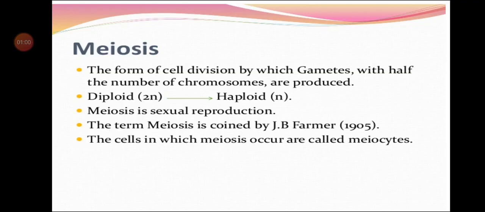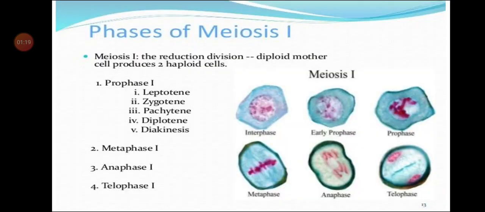Meiosis is sexual reproduction. The term meiosis was coined by J.B. Farmer in the year 1905. The cells in which meiosis occurs are called meiocytes. We have already done with this part. Okay, I have just revised the definition part of meiosis. And then we have started with phases of meiosis 1.